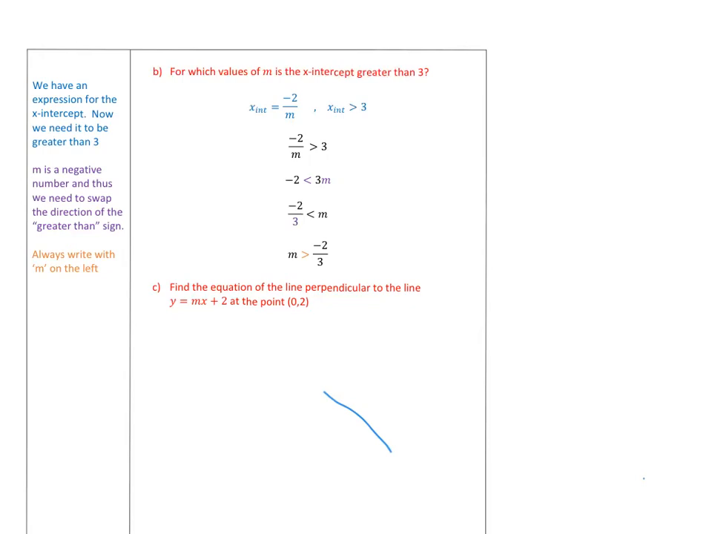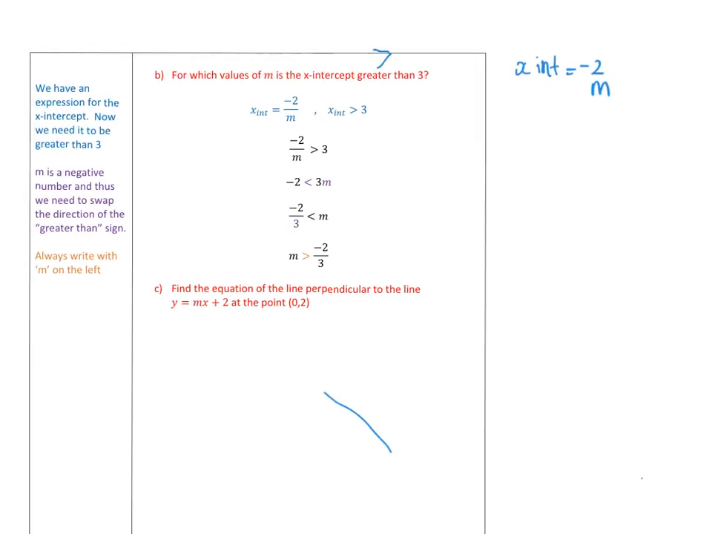All right, so for which values of m is the x-intercept greater than 3? This is continuing on. The x-intercept we just worked out was negative 2 over m. So you just write, when is that greater than 3. What's the symbol for greater? Like that, yeah? So you write, when is this bigger than 3. If it said equal to, then I'd have that little line underneath. It doesn't, it just says greater.